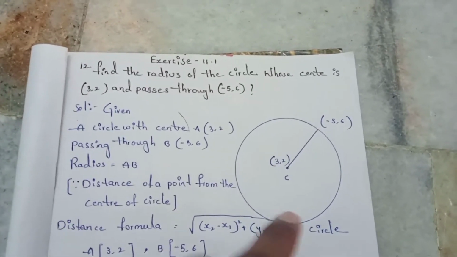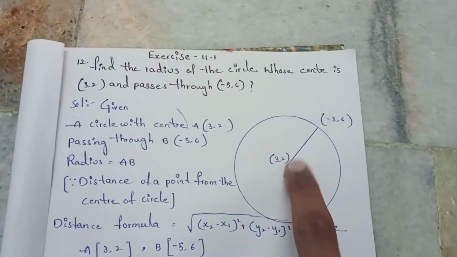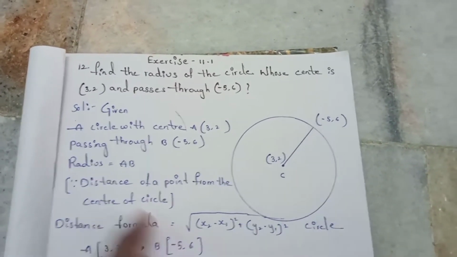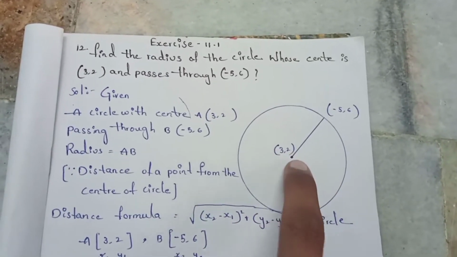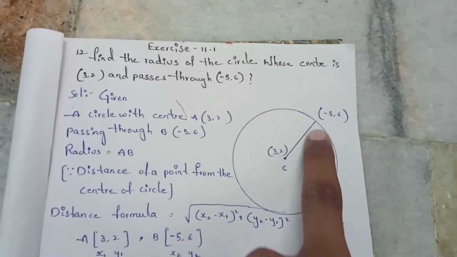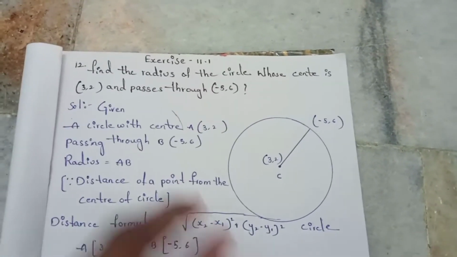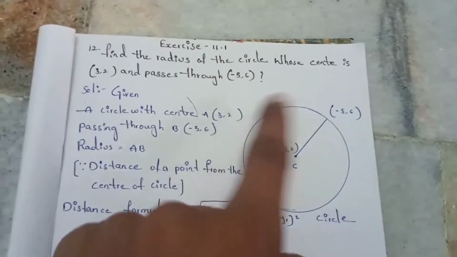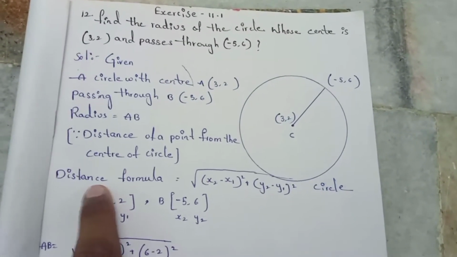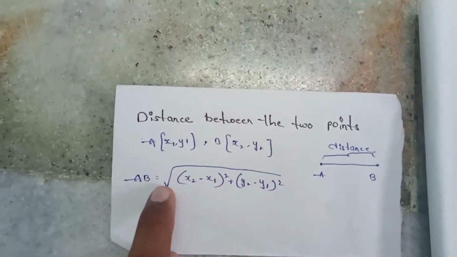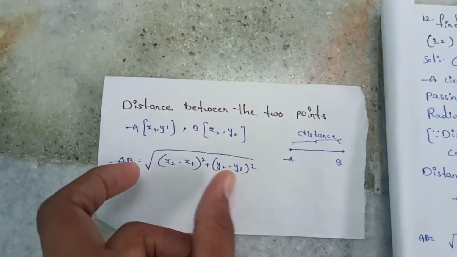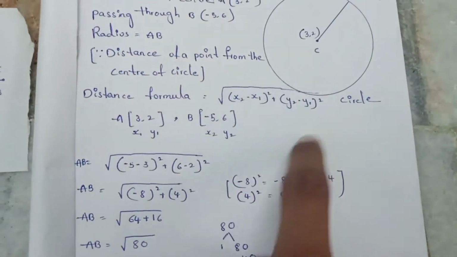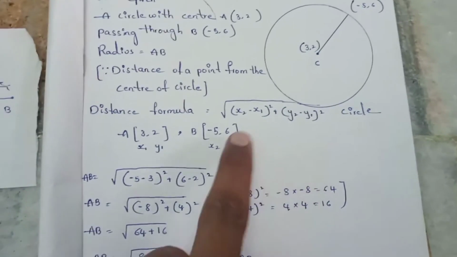Now we have to find the distance from A to B. What is the distance? Let us find that: the distance of a point from the center of the circle. From the center of the circle to B, where B is a point on the circle. Now you already know the distance formula. AB is equal to root of (x2 minus x1) whole square plus (y2 minus y1) whole square. I have written the same formula here.